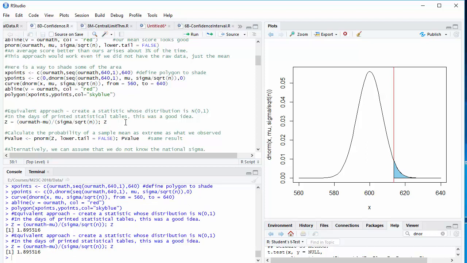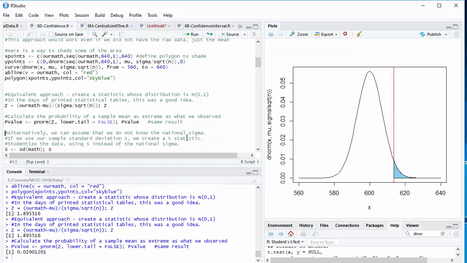Since it has a standard normal distribution, we can ask what's the probability that a standard normal random variable has a value greater than this. Greater than is achieved by setting lower.tail equal to false, and we get the same p-value as before. This is how statistics was done back in prehistory when people had books of statistical tables rather than computers.